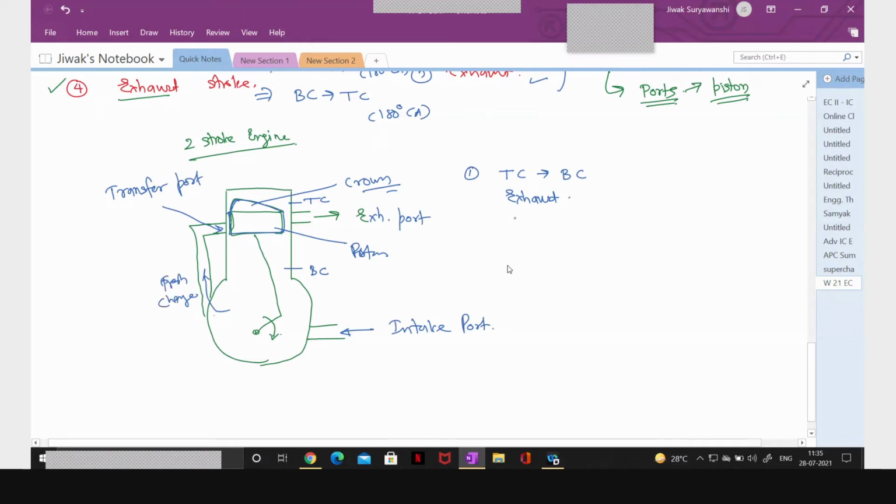Okay. And why will the piston go down? If there is combustion inside the cylinder from the previous charge, that will force this piston downward. So that means expansion is there.